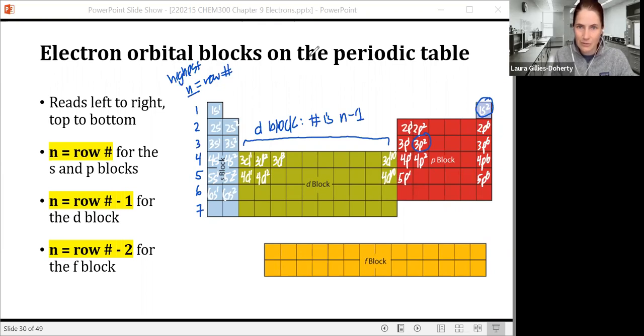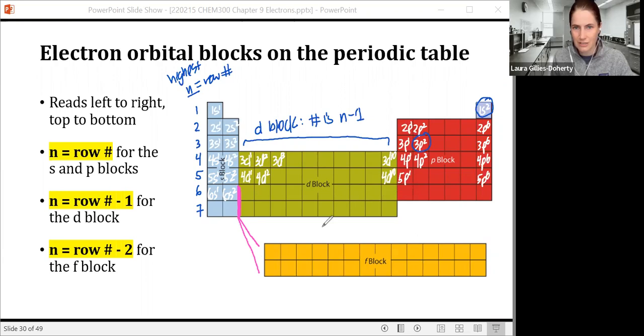And then remember, with the way the periodic table is set up, the F block, the lanthanides and actinides, are supposed to be right there in the table, but we don't put them there because it makes the table too long. We drop them down and have the lanthanides and actinides down here. So as you're filling, you need to remember that.